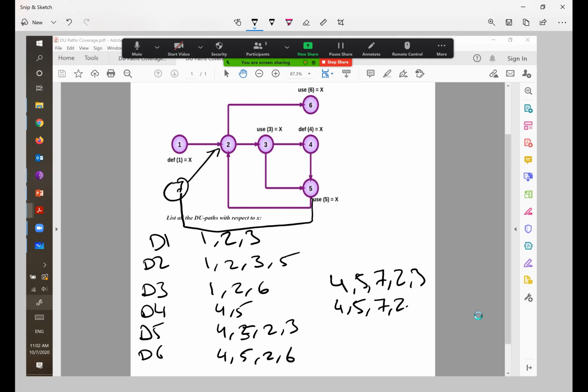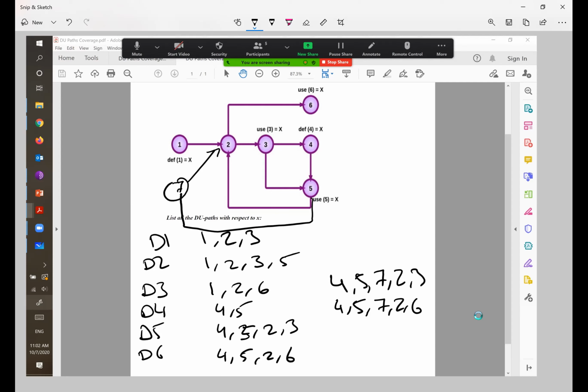2, 6, all right. And again, had we not had this node number 7, then the all uses would have been the same thing as the all DU paths, because we didn't have multiple paths for the same thing. The reason I put the number 7 is to show that here's now the trick question, okay? For this graph with node number 7, these are the actual DU paths that we've created.